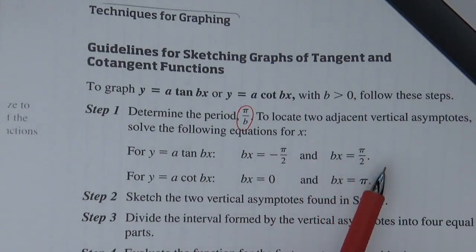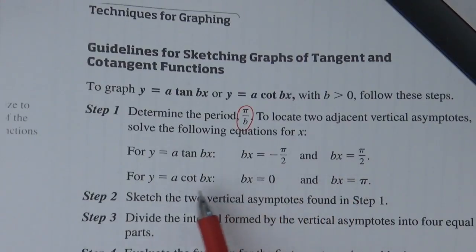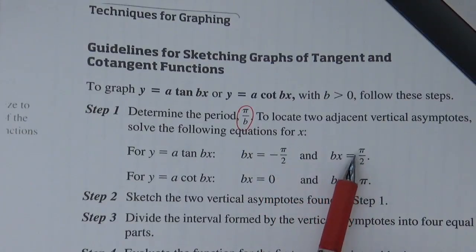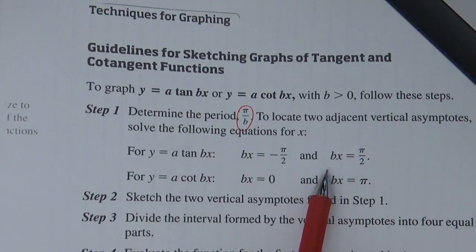So we locate two adjacent vertical asymptotes. Solve the following equations for x. For y equals a times tan of bx, so for the tangent function, which we're going to do in example 1, we have to solve b times x equals negative pi over 2 and b times x equals positive pi over 2. This will tell us where our asymptotes are going to end up. Once we know where the asymptotes are, the asymptotes are really the only thing that you don't see when you graph it on your calculator. The rest of it, you can just sketch right in. You don't need a whole lot of information beyond that.